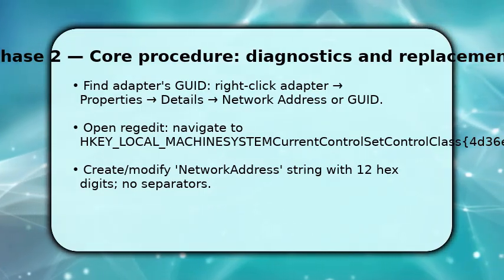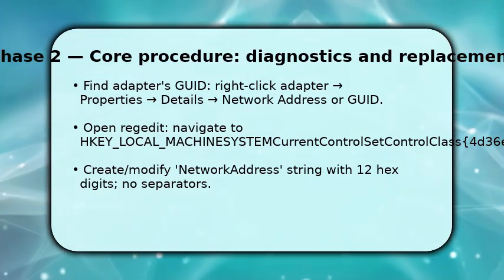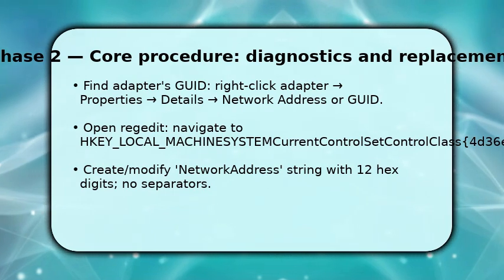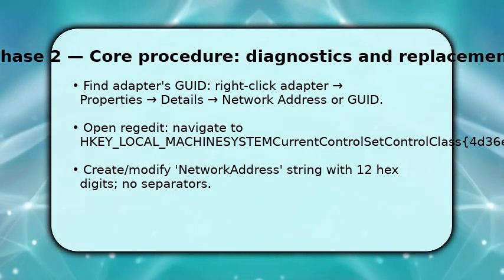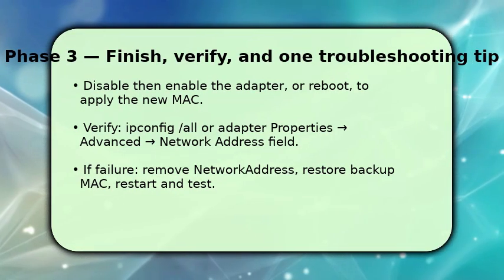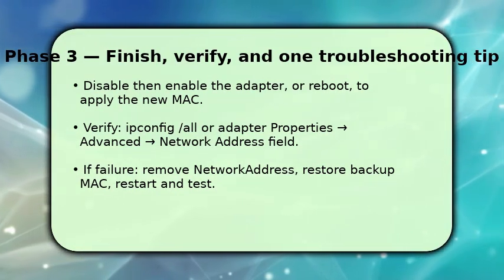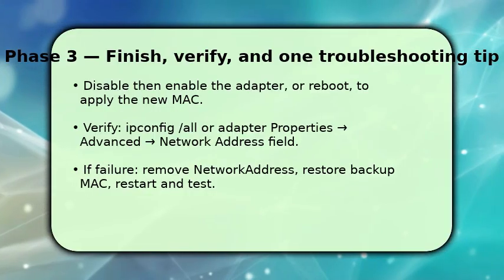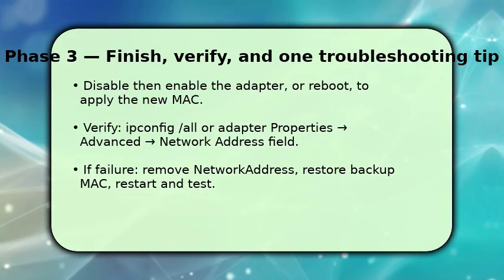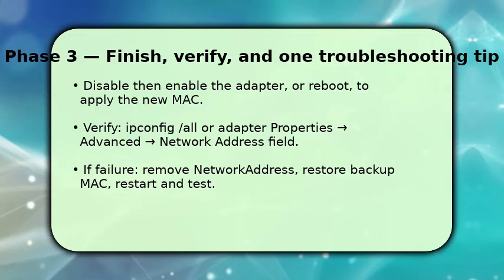You apply the change by disabling and re-enabling the adapter or simply rebooting. That forces Windows to read the new registry value. Then verify with ipconfig /all or by checking the adapter properties, where the network address should show your new 12-digit value, ensuring no separators were used.